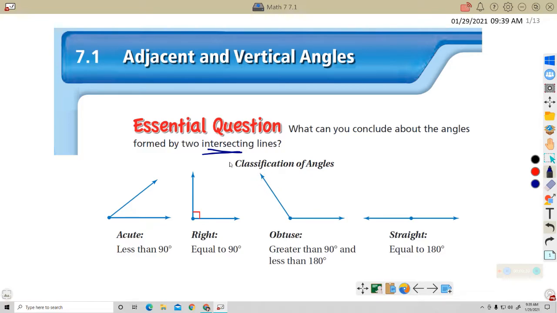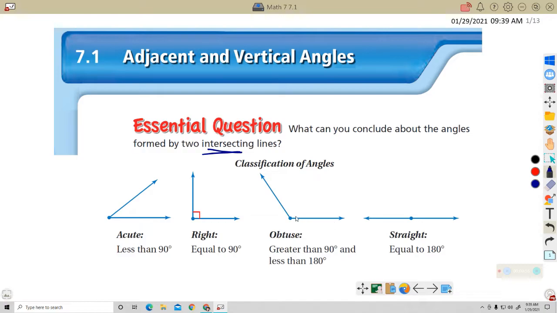First, a little review: classification of angles. An angle is acute. That doesn't mean that they're cute. That means they're acute if it's less than 90 degrees. So a right angle is 90 degrees. This is less than 90 degrees. See how these two lines are kind of closer to each other than 90 degrees?